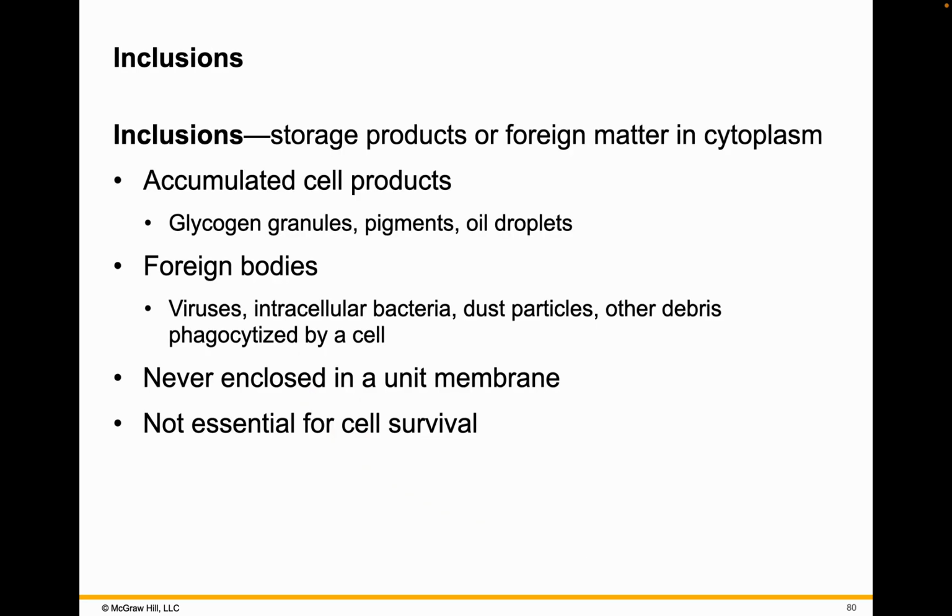Inclusions are places where products are stored in the cytoplasm. They could be accumulated cell products like glycogen granules, pigments, or oil droplets. They could be foreign bodies, including viruses, intracellular bacteria, maybe even just dust particles. They are never enclosed in a unit membrane. They are not essential for cell survival.